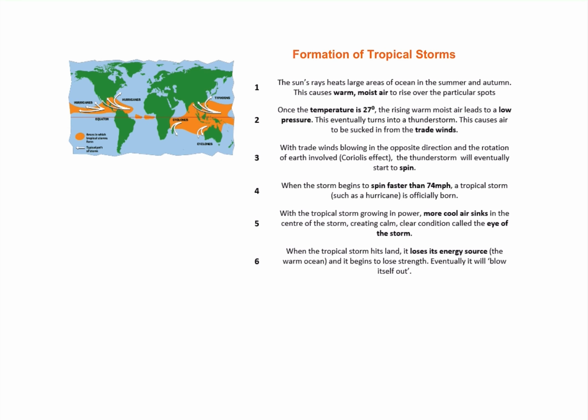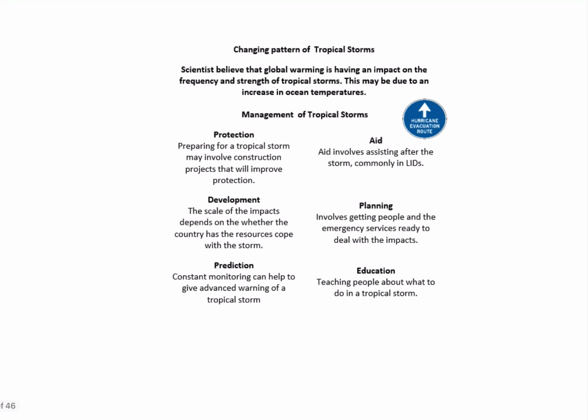So this is when we start to see all the damage and all those effects I'm sure you've seen in the pictures online. Think about what might happen to tropical storms now that we've got global warming. So if I have an increase in ocean temperatures, perhaps I'm going to see an increase in frequency of tropical storms. Think generically about how these can be managed.